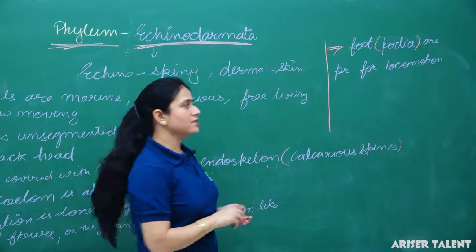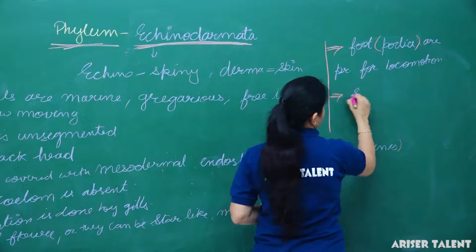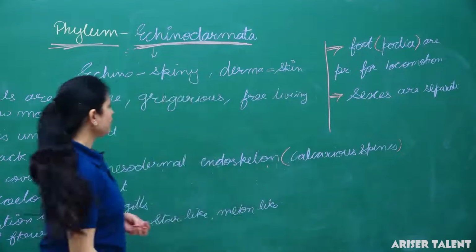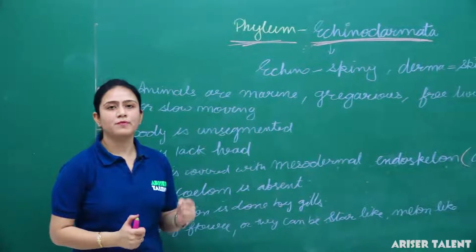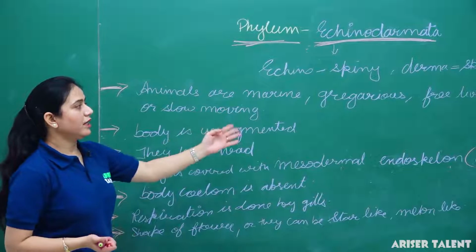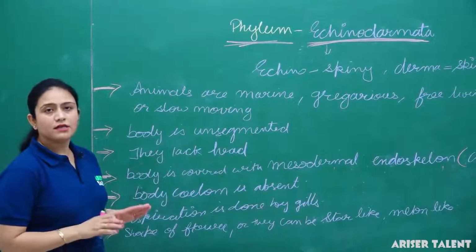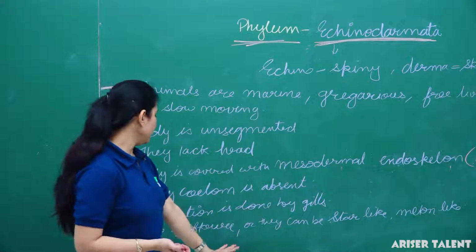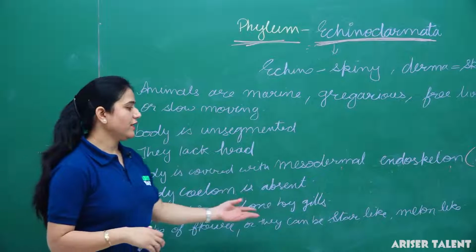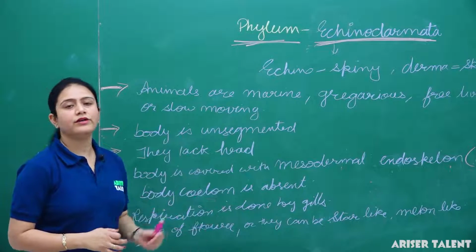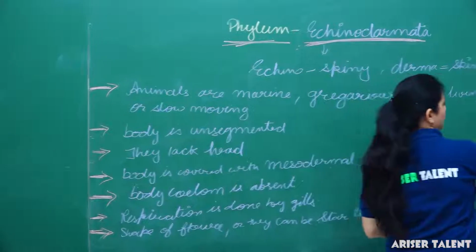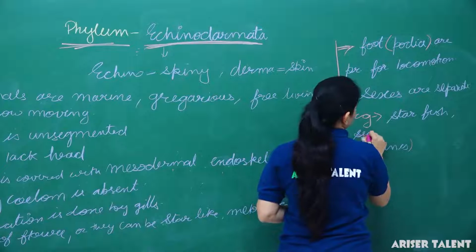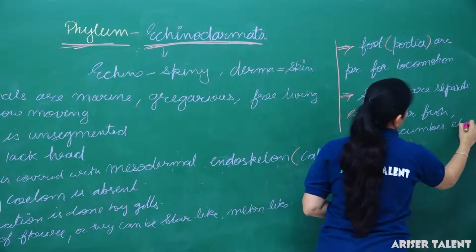Okay, if we talk about sexes, then sexes are separate. Clear? So, Echinodermata are animals with spiny skin. They are found in marine water. They can be gregarious, they are free living, they can be slow moving. Body is unsegmented, they lack a head but they have feet for locomotion, and those feet are called podia. Respiration is done by gills and shape may vary: flower shape, star-like, melon-like. Examples of Echinodermata are starfish, sea cucumber, etc. Clear?